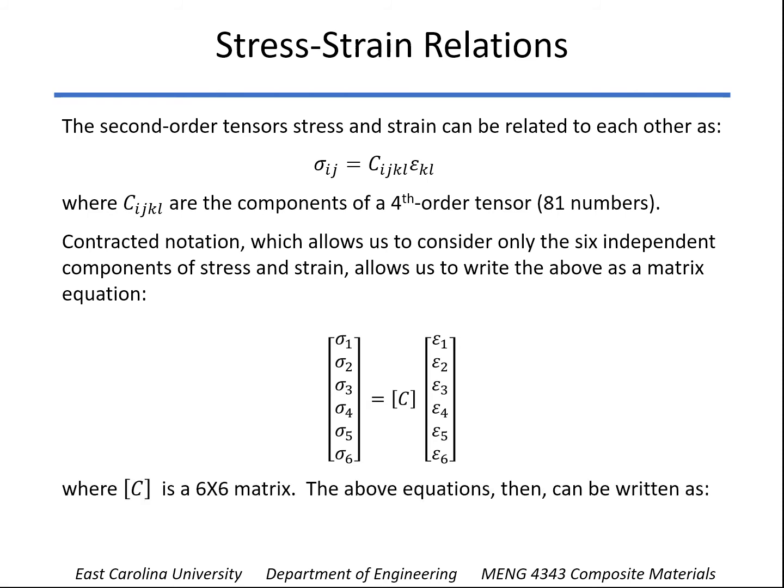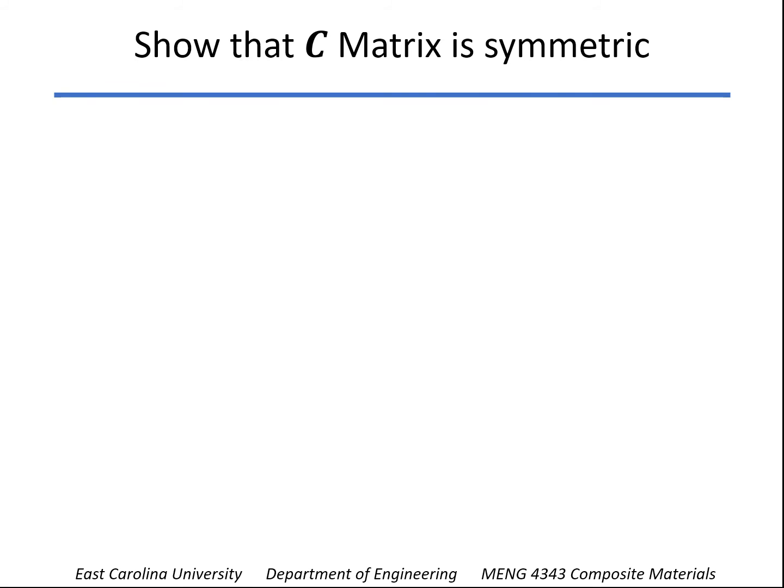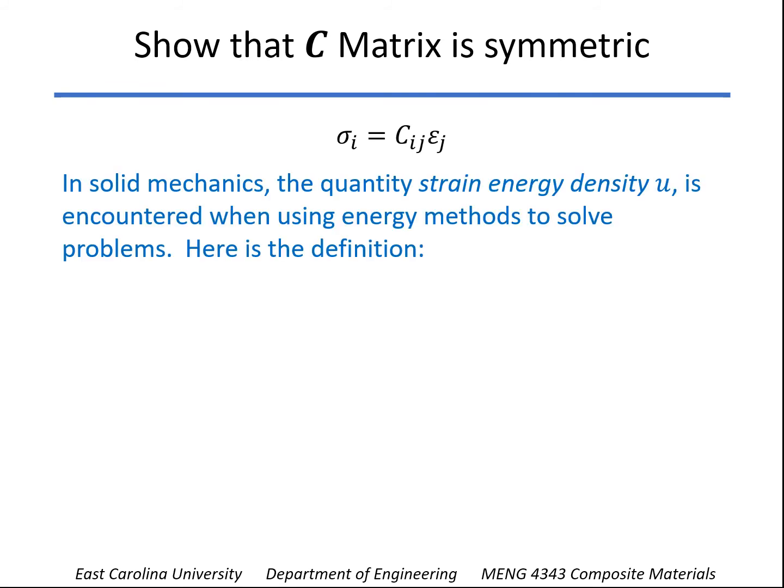And that means that our matrix in the middle there that relates stress and strains is a 6 by 6 matrix. So we can write this as such: sigma I is equal to Cij times epsilon j, where j can be from 1 to 6. Now, we're going to see that the C matrix is symmetric, and to prove that, we use a concept from solid mechanics called strain energy density.